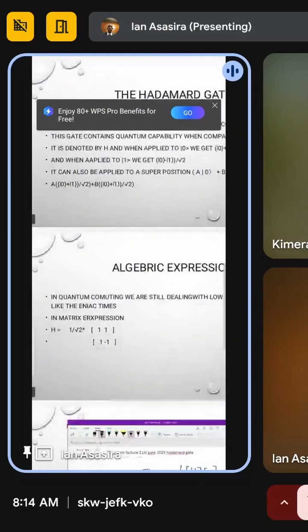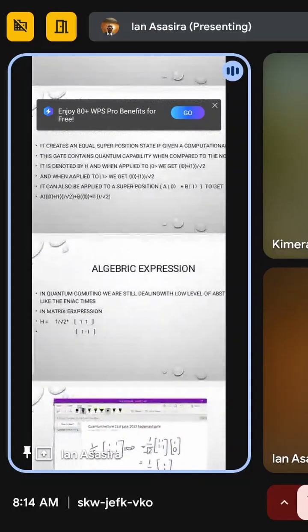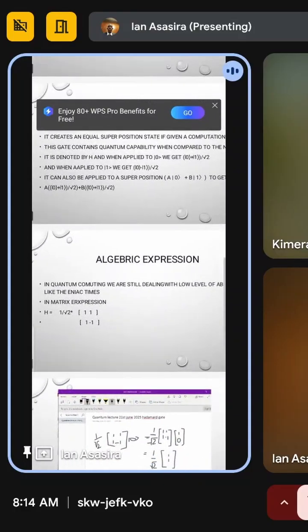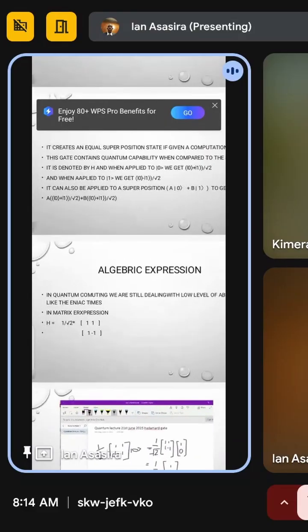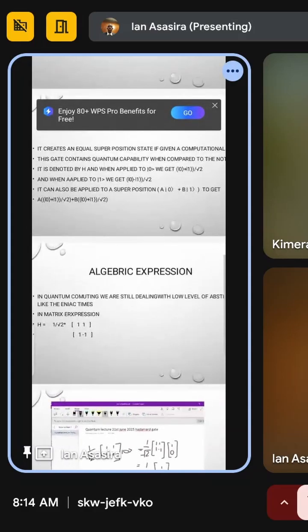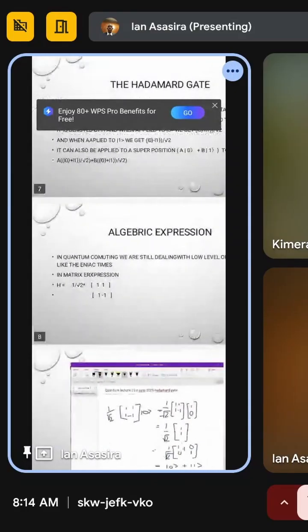So there's also the algebraic expression of this gate. Quantum gates are also represented as unitary matrices. We dealt last week with the NOT gate, and even this one is also one of those. It's denoted by 1 over root 2 times the square brackets 1, 1, 1, negative 1.